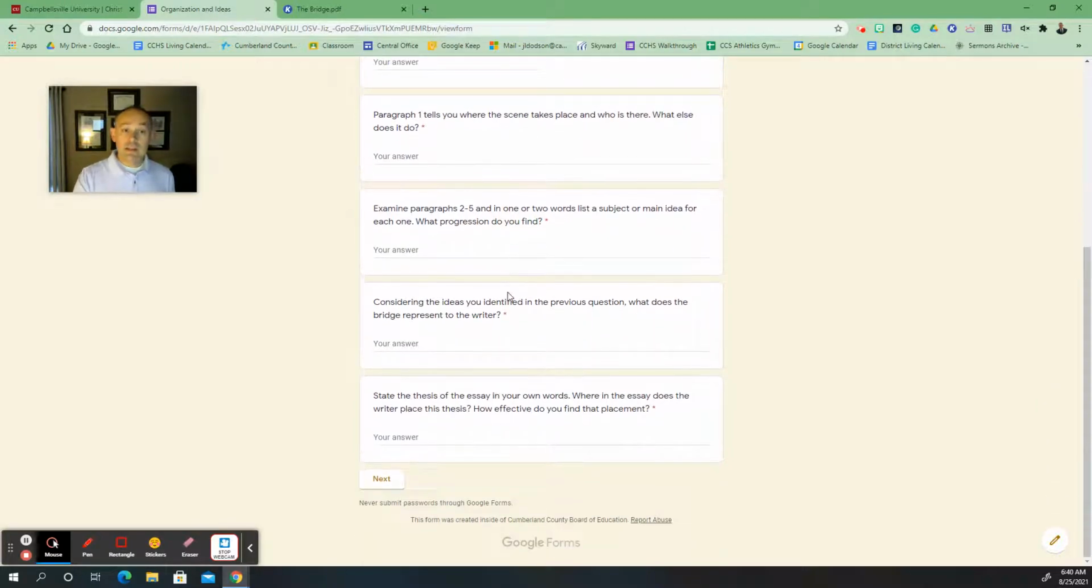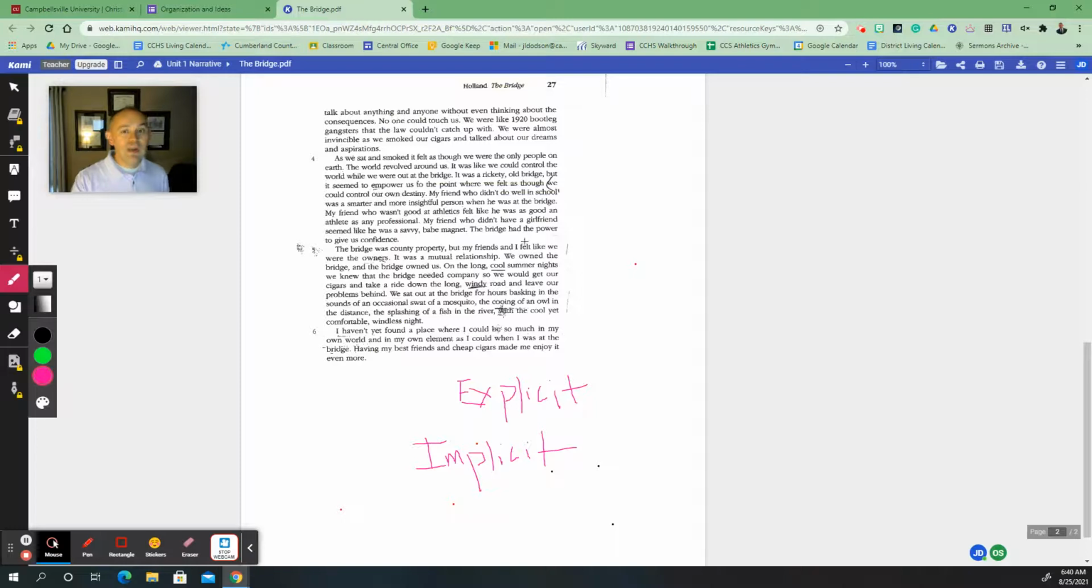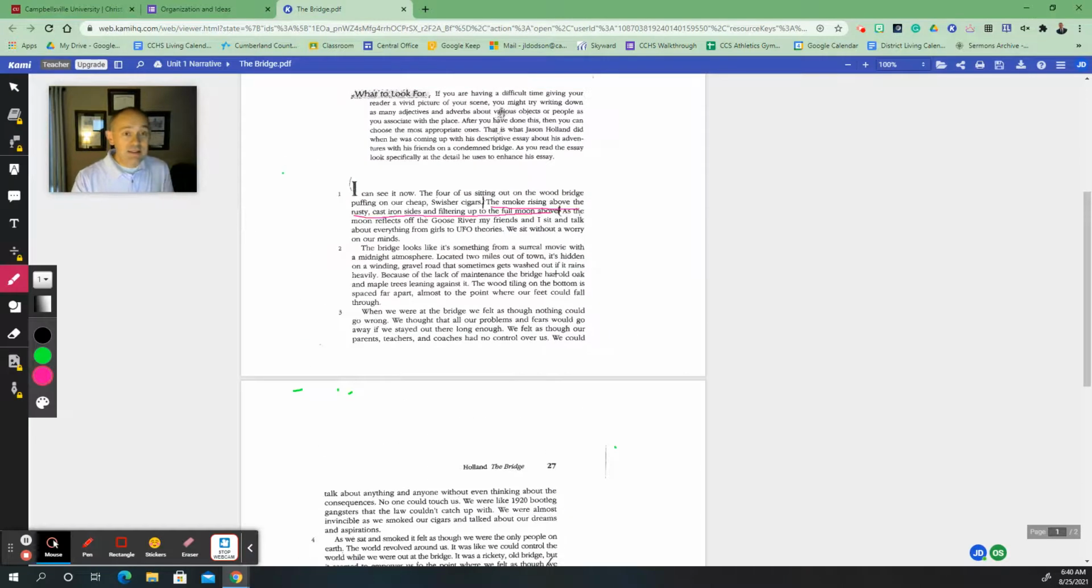And you've got basically two sets of questions, one about sentence level construction and organization, and one about ideas and techniques. So for example, paragraph 1 tells you where the scene takes place. We've read that paragraph. And who is there? What else does it do? So you can say things like, it sets the scene. It focuses the reader on the object or the place. And you know automatically that everything in this essay is going to be about a place, and more importantly, how it makes the author feel.